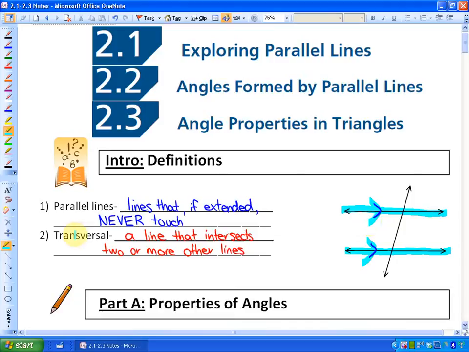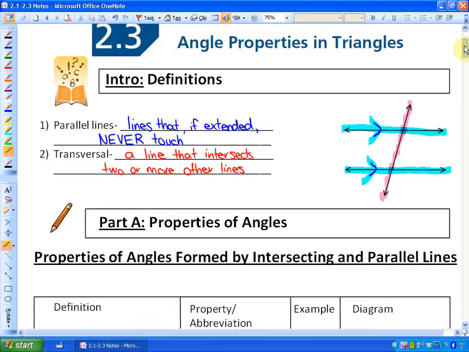Second definition is a transversal. A transversal is a line that intersects two or more other lines. So this line here, which I'm currently highlighting in pink, is a transversal line because it's intersecting the two parallel lines. And what we're going to investigate in this lesson is different definitions having to do with parallel lines and transversals for the most part.